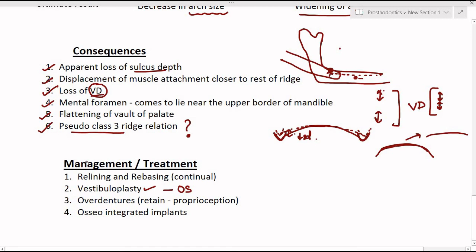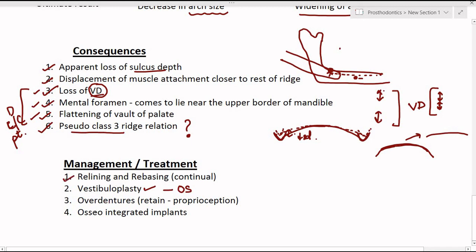Now, coming back to the management, all these things that I discussed, that there will be a loss of vertical dimension, the mental foramen position is changing, and there is flattening of the vault, mean that constantly the denture is going to become loose, or there's going to be some kind of complaint by the patient. And that is why, to combat all this, there will be continual management. So I'm going to do relining and rebasing very often.